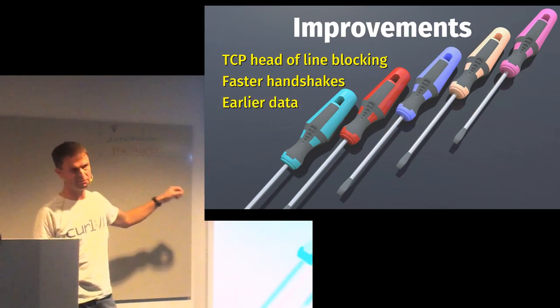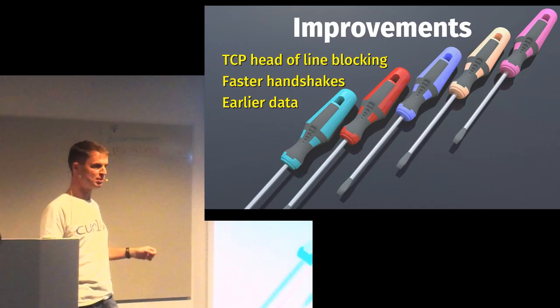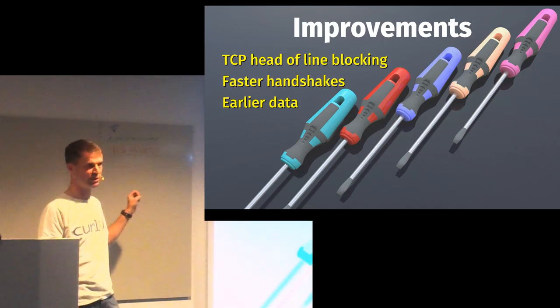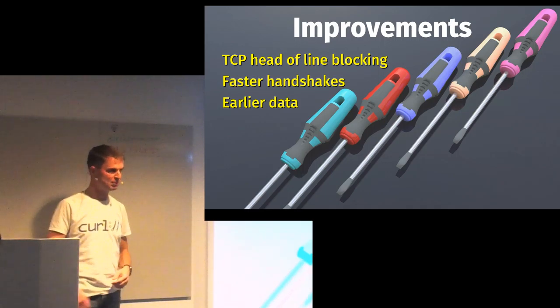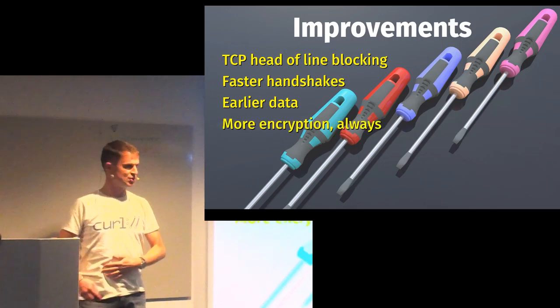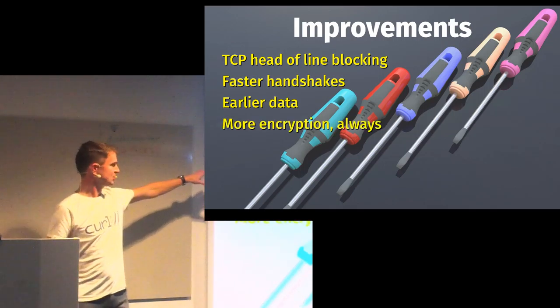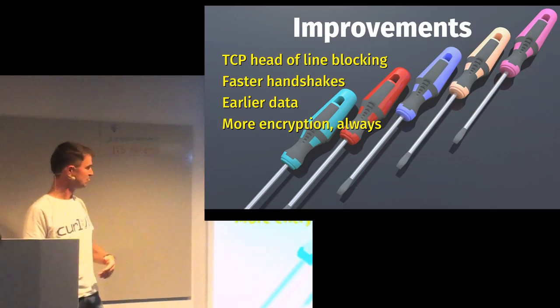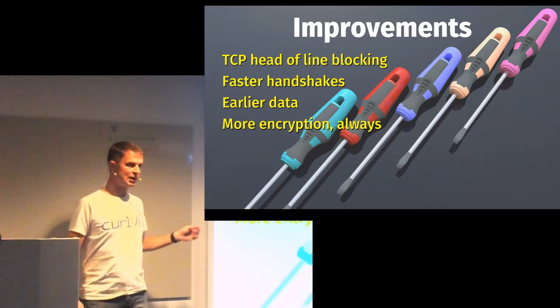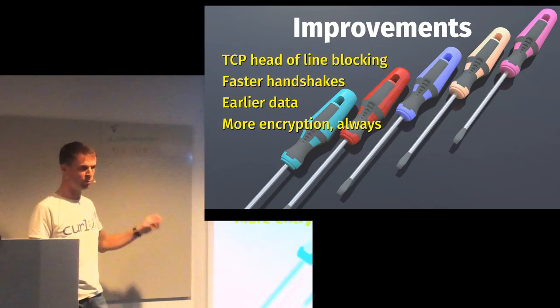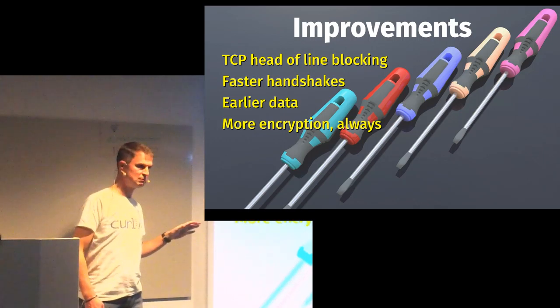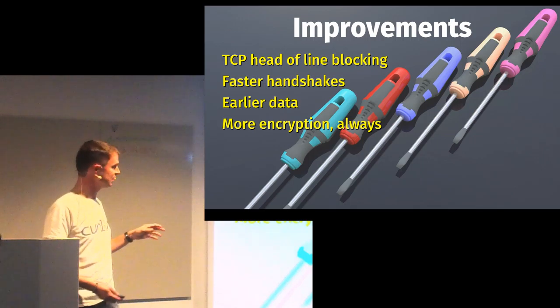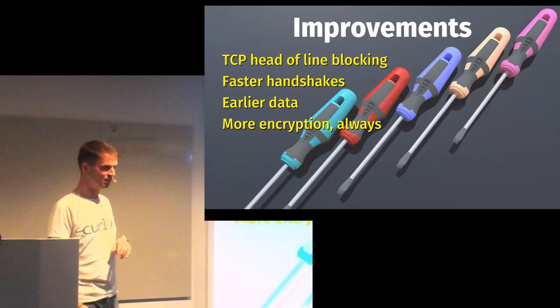I mentioned the TFO thing, which is the TCP fast open, which sends data already in the handshake, and we can fix that when we have that already from the beginning in the protocol. So both of these are really strong emphasis for reducing latency in setting up new things and asking for data. And we can, of course, do more encryption, and we always do encryption, so there is no clear text version of QUIC. There is only encrypted QUIC.